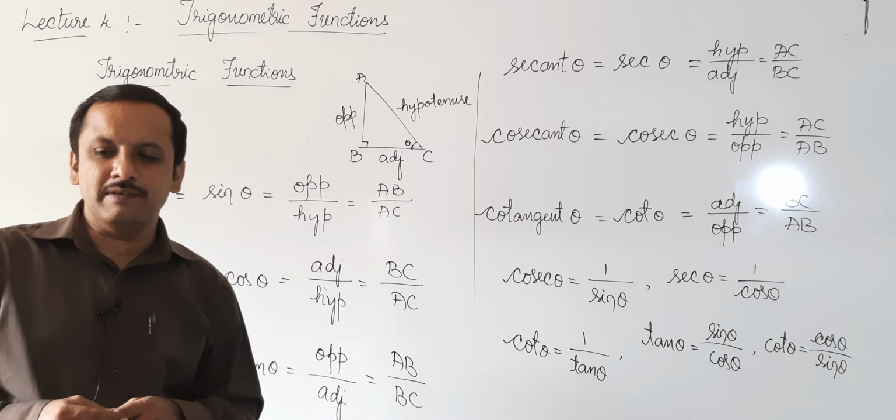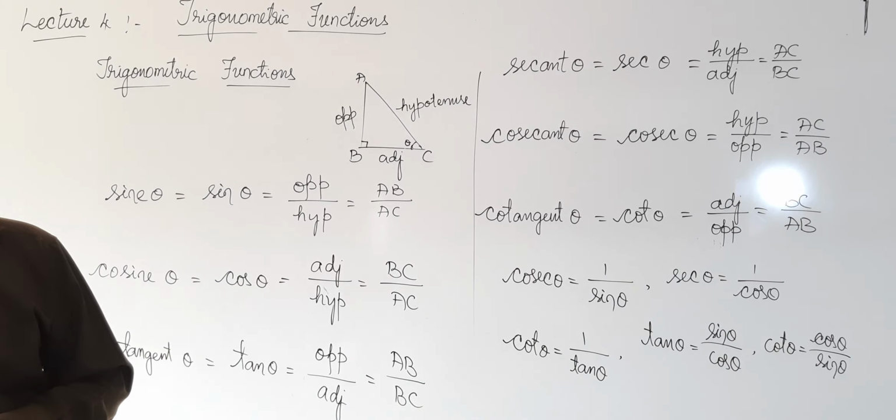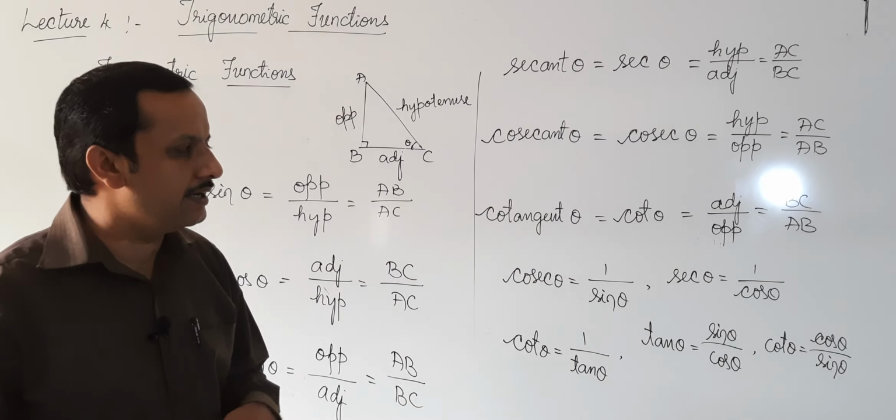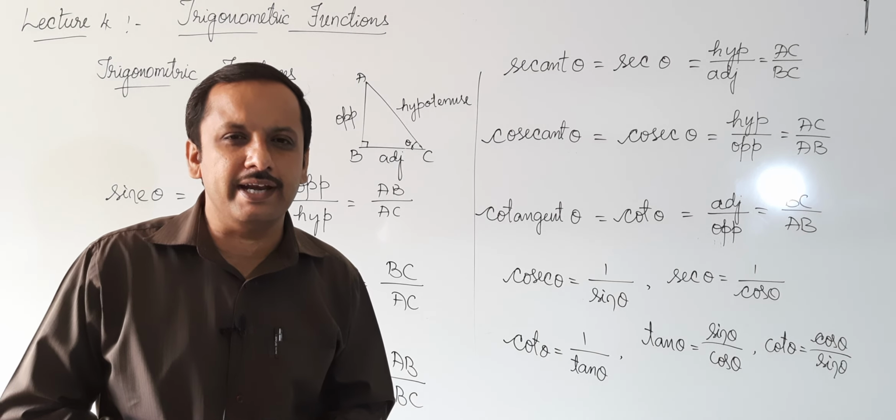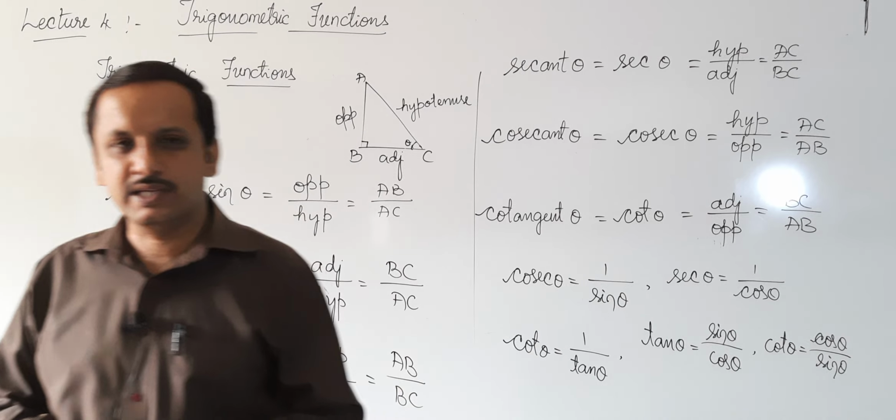Okay, students, with this I will stop today's class. In the next class, we will see in which quadrant which of these six trigonometric functions are positive and where they are negative. All those things we shall discuss in our next class.